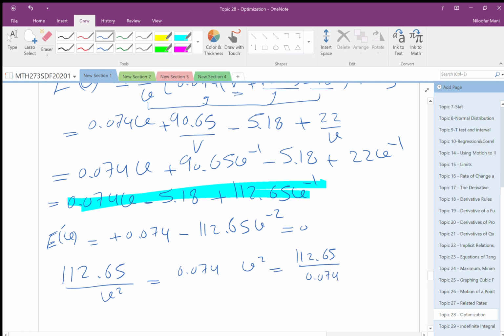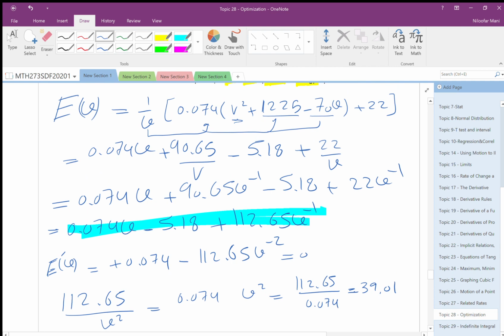Okay, so I have 112.65, oh my god, 112.65 divided by 0.074. Okay, so 1522, and then I do this guy. Yes, 39 point. Okay, it's 39.01. Okay, 39.01 is v.